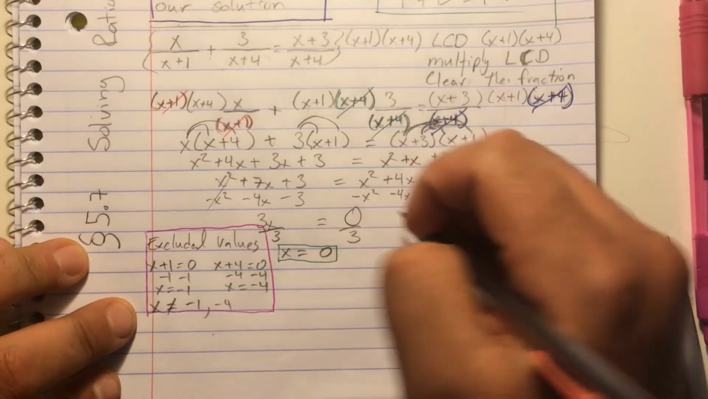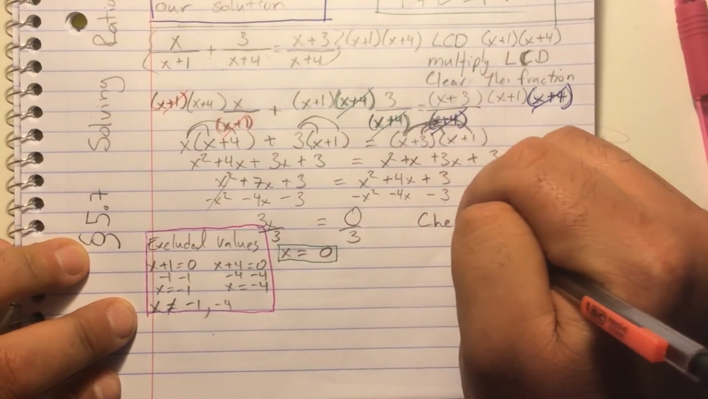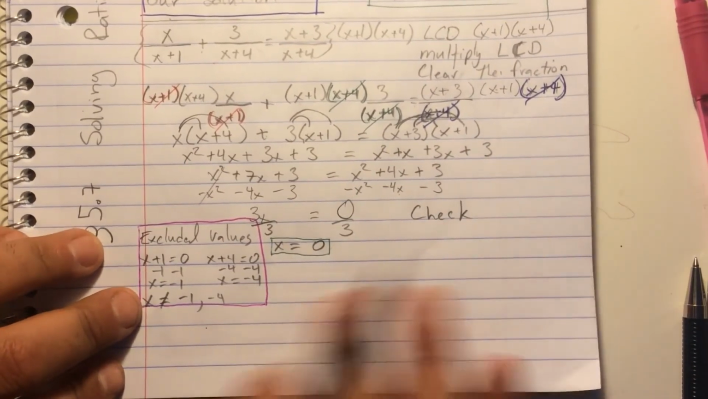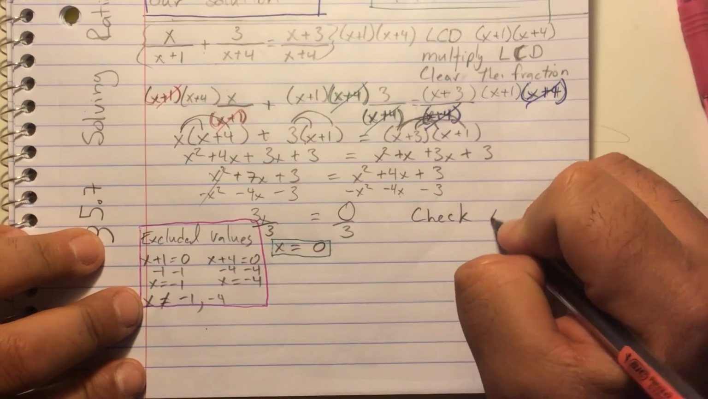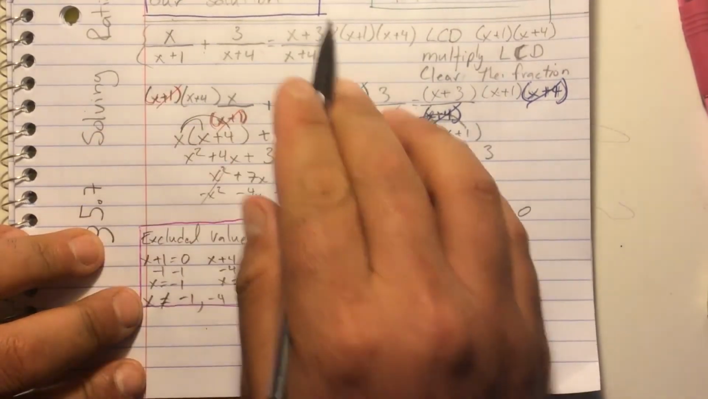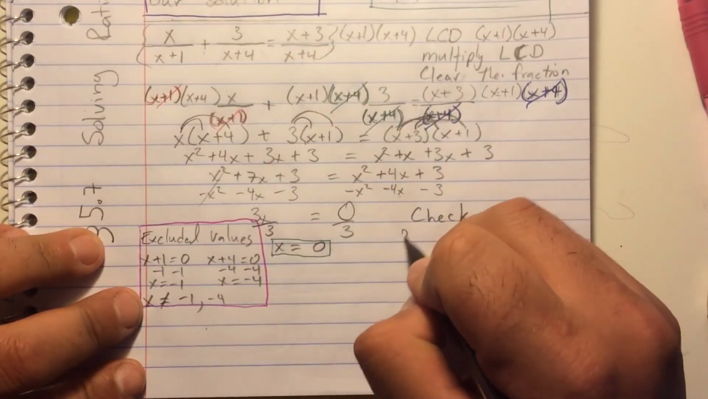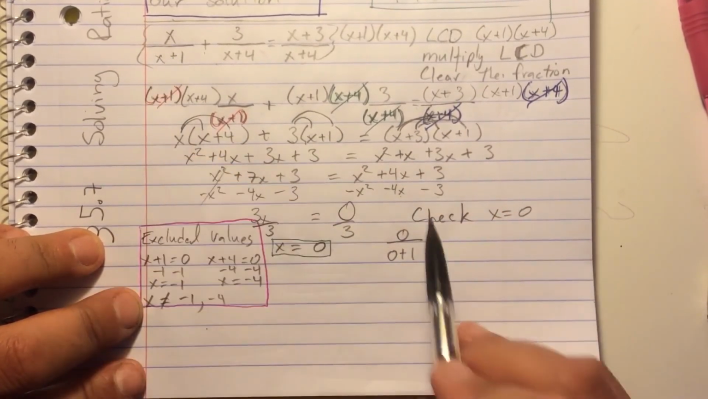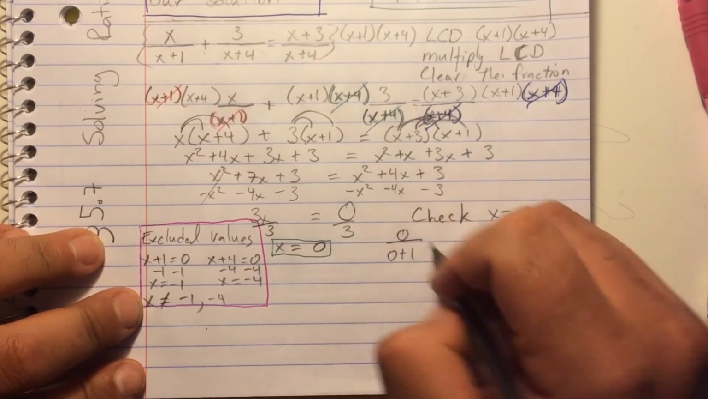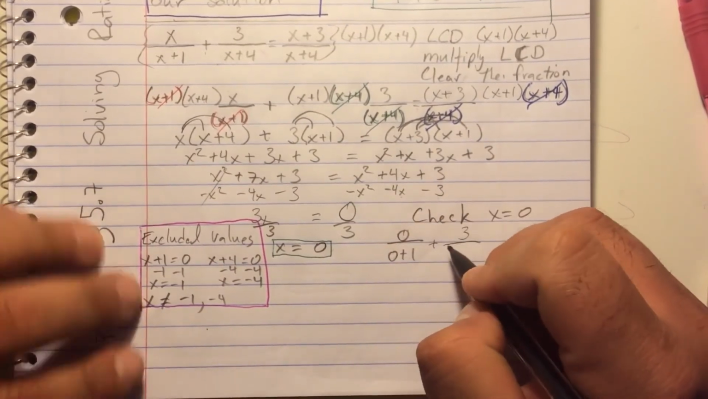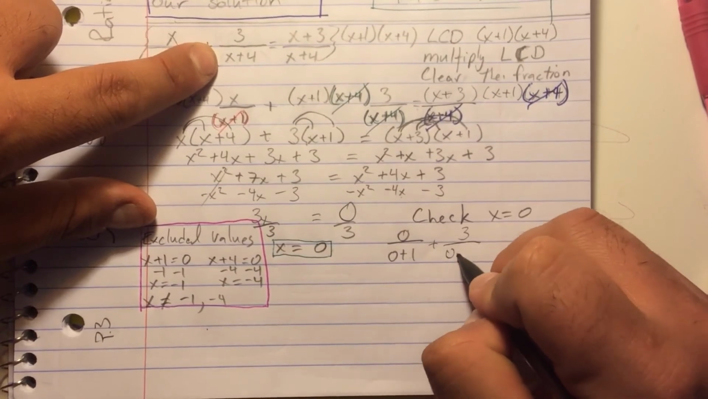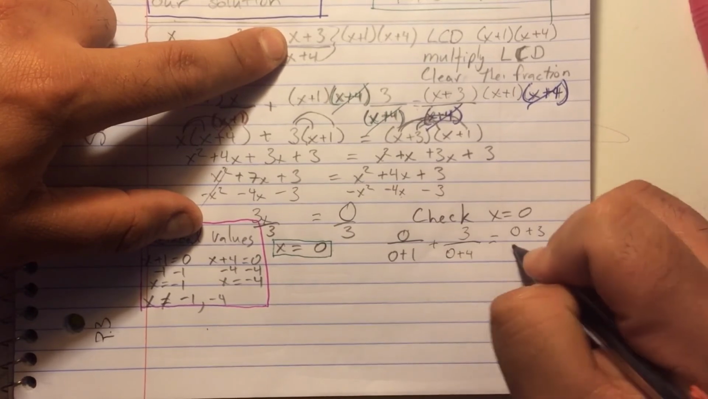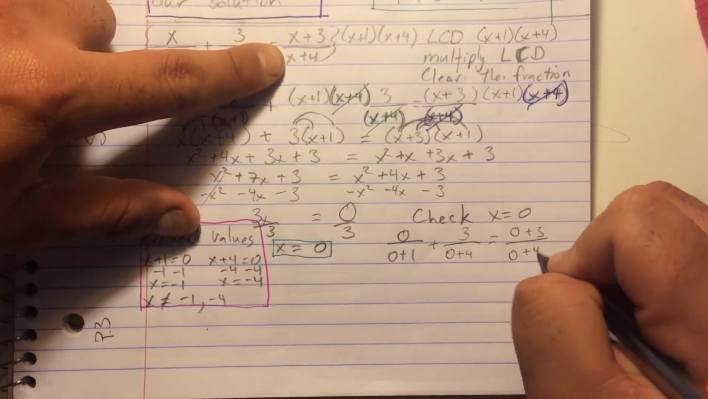All right, now let's go ahead and do our check. So, I'll circle it out after just so it's not in the way. But we do our check to make sure x is equal to 0. So we go ahead and plug it into our original equation here. We have 0 over 0 plus 1, because it's our x over x plus 1. 0 over 0 plus 1. Plus our 3 over x, which is 0 plus 4, equal to 0 plus 3 over 0 plus 4.